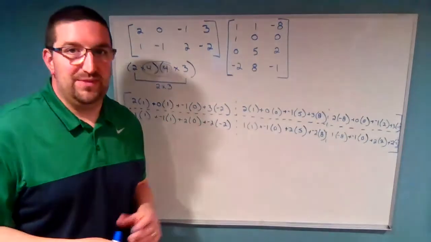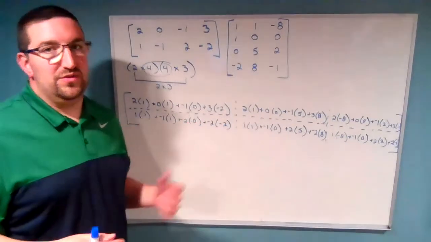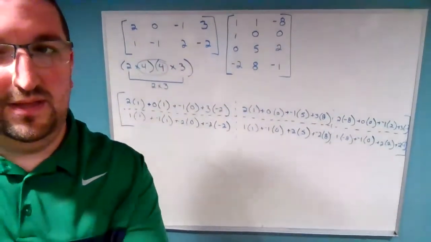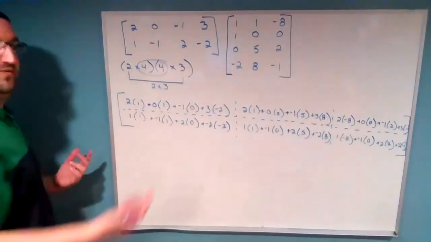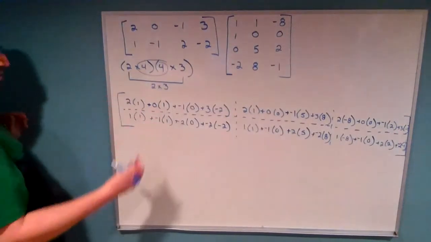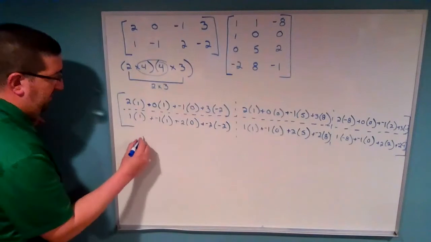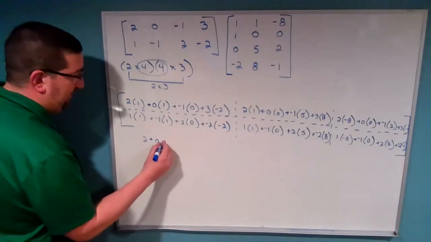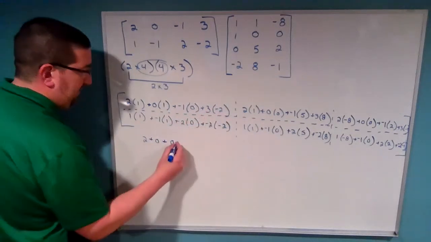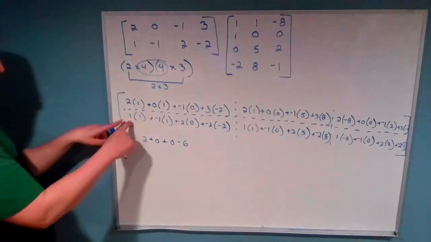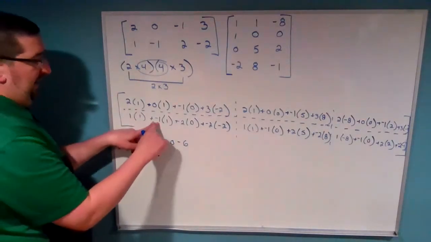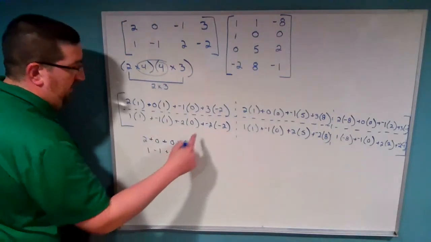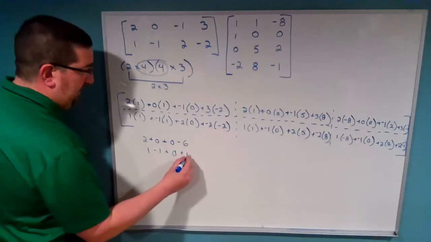I apologize for this being maybe a little hard to read. Hopefully you're following along, and hopefully you can zoom in. I wonder if I can make it closer. I don't know. All right, so let's figure this all out now. We've got to do a bunch of multiplication. So 2 times 1, 2. 0 plus 1, 0. -1 times 0, 0. 3 times -2, -6. 1 times 1, 1. -1 times 1, -1. 2 times 0, 0. -2 times -2 is +4.